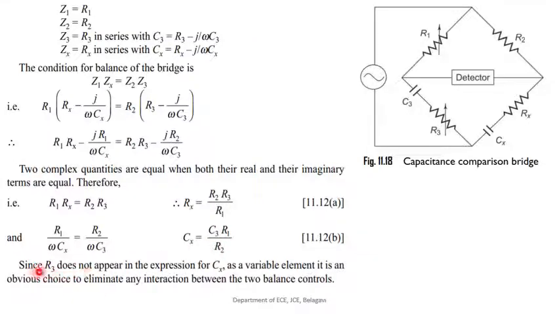Since R3 does not appear in the expression of Cx as a variable element, it is an obvious choice to eliminate any interaction between the two balance controls. Since R3 and R1 are adjustable, you can adjust the value of Cx only with R1. You don't require R3. So the value of Cx is independent of R3. This you have to understand.